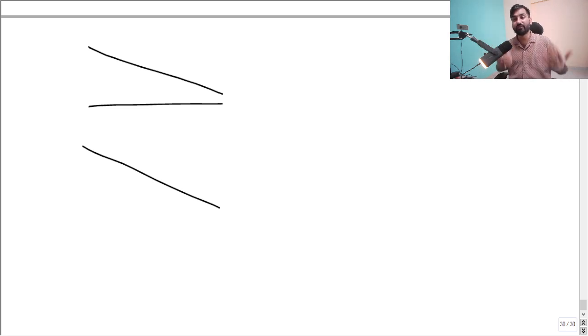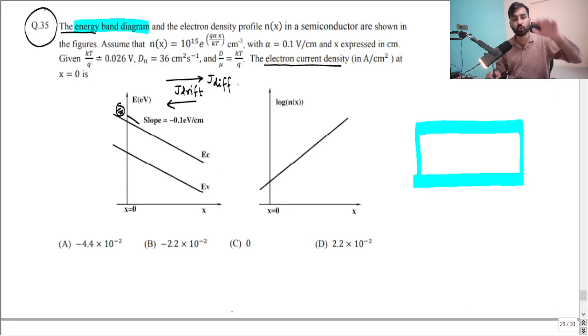And why am I saying that diffusion will be cancelled by the drift? Because there will be an electric field. Because if you look at the given energy band diagram, there is a slope. Slope in the bands, bending in a band, tells you there is an electric field. And if there is an electric field, then because of that electric field, electron is going to drift downward.